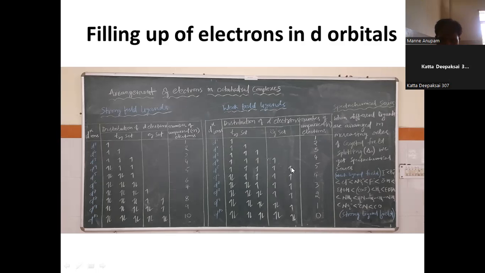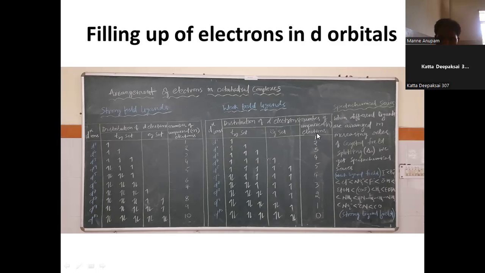The D5 electron goes here. The D6 electron remains down. The D7 electron remains down. The D8 electron is down. So the lower orbitals are filled up, now going up. The D9 electron goes up. The D10 electron goes up.